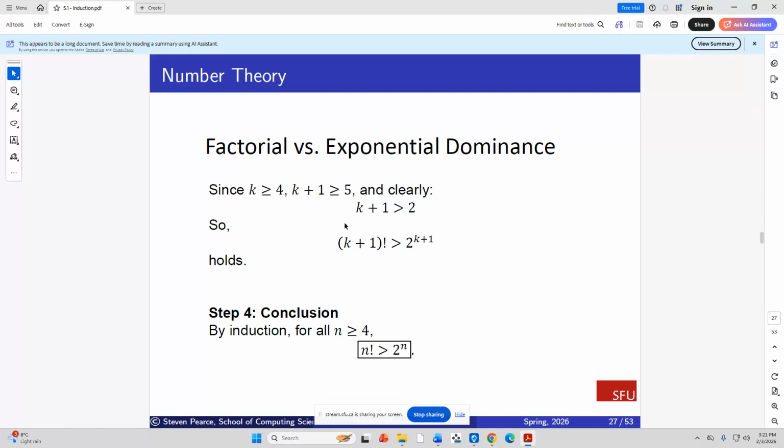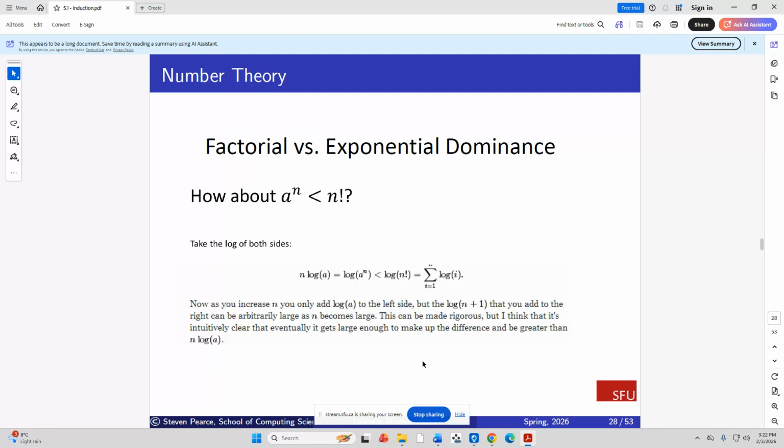For k plus 1 greater than 5, okay? So that is proving exponential dominance for k greater than or equal to 4, up to infinity. So the factorial dominates the base 2 exponential function. Proven.